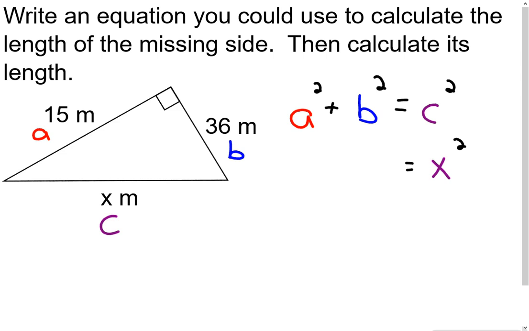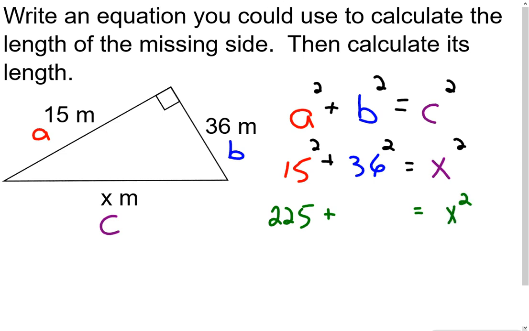And now I just plug in my numbers. So I'm going to put 15 in for A. I'm going to put 36 in for B. And now we're going to go through and we're going to solve this equation. Now I have to square them. 15 squared, that's one that I know off the top of my head. That's 225 plus 36 squared. I don't know that one, and it's going to equal x squared.